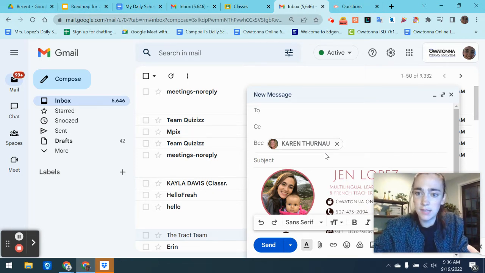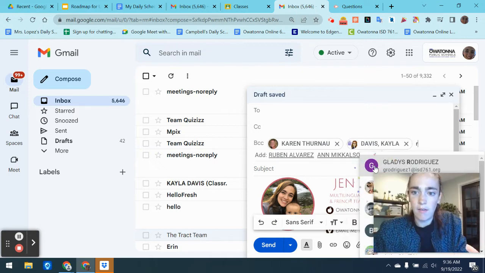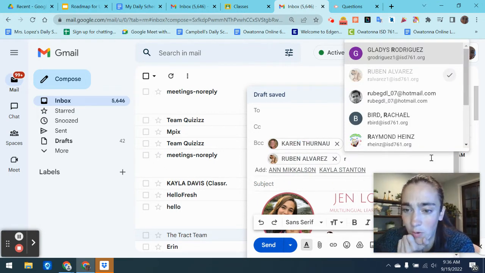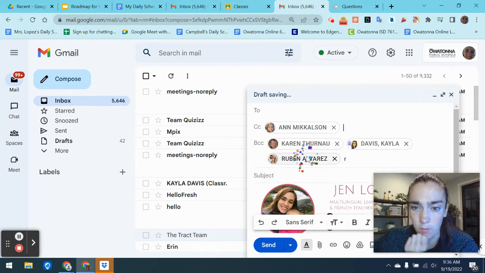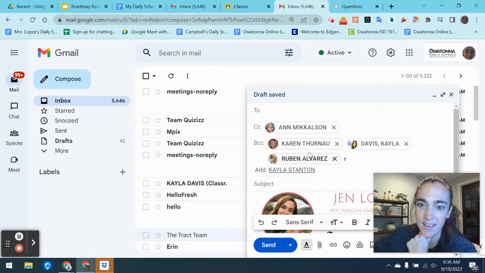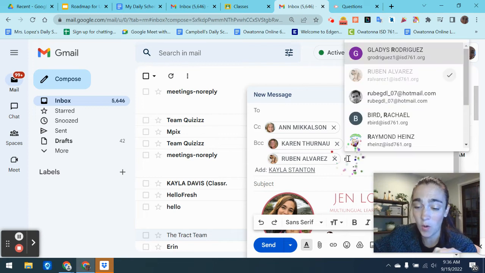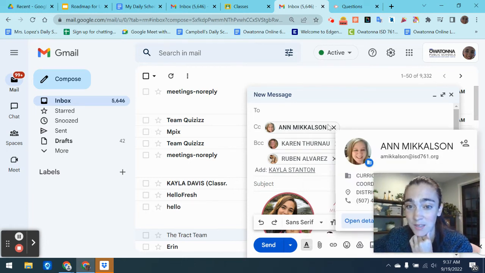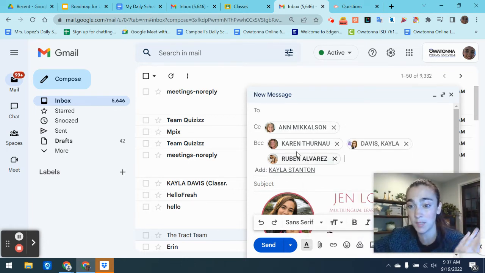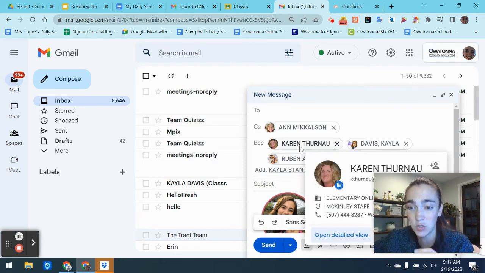So Mrs. Davis, and then Ruben Alvarez right there. And then I would want my boss to know about it, so I would CC my boss. So now I've blind carbon copied Mrs. Thurno, Mrs. Davis, and Mr. Alvarez, which means that they do not know who else is receiving the message. Their identity is private, it's secret. But they can see that I have carbon copied Mrs. Michelson so that she's aware of this message being sent, but she knows it's not directly to her.